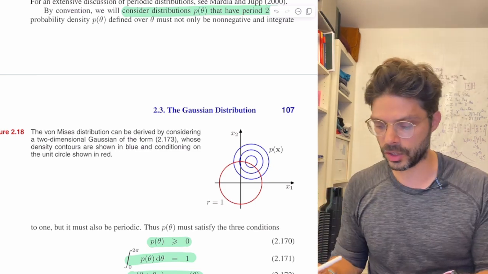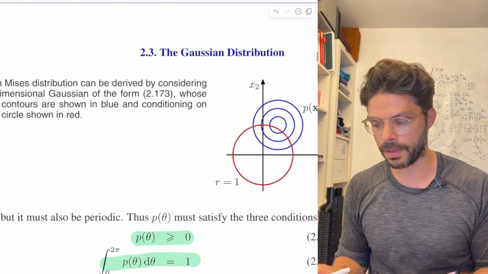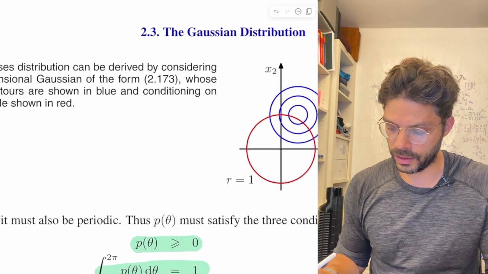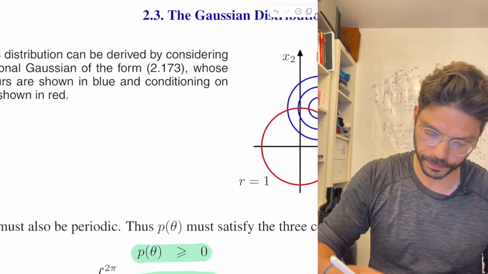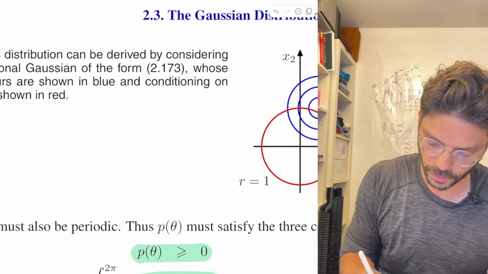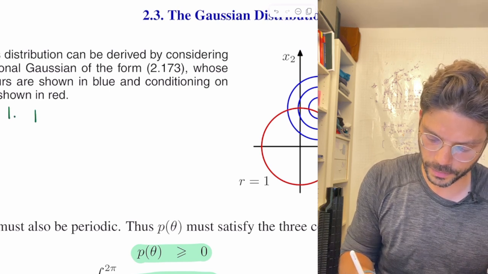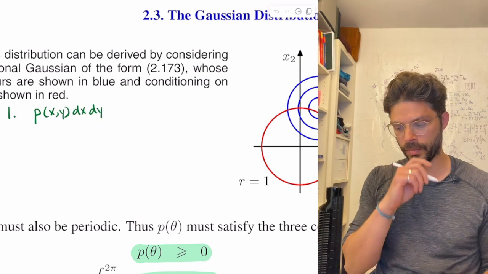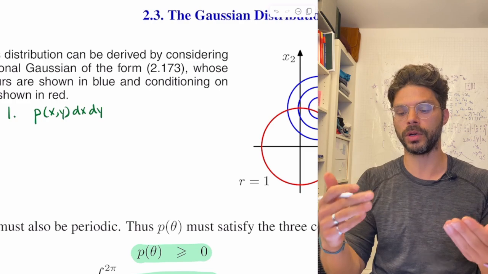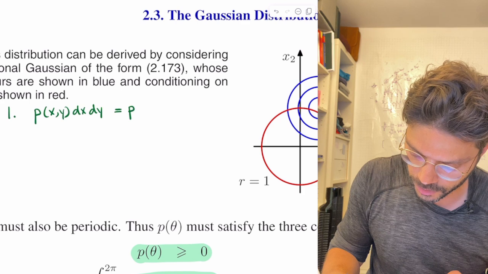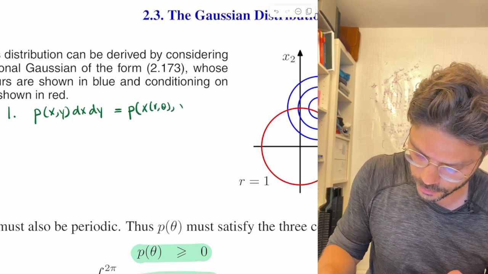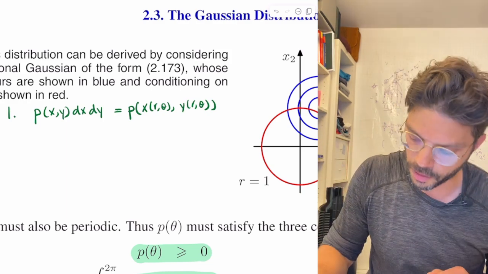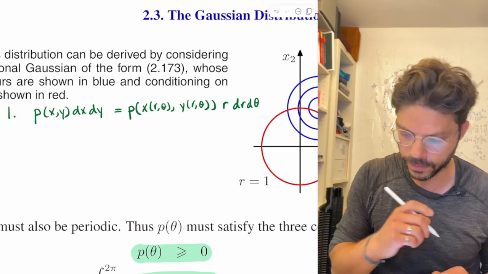The way you would do this normally, I think he skipped some of the steps, so I thought it might be useful to point out what he's doing. Let me zoom in a bit so we have a little bit of space. The first thing he's going to do is, we've got our probability, and now we're going to switch, implicitly, to polar coordinates. So we write this as P of x(r, theta), y(r, theta). And because of the determinant of the change of variables term, there will be an r dr d theta.